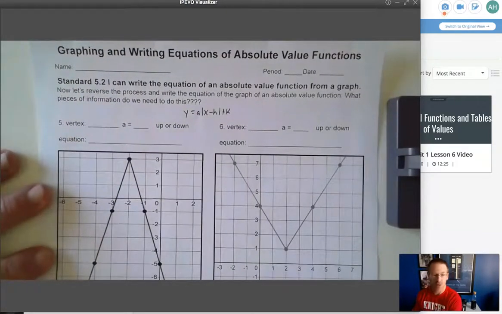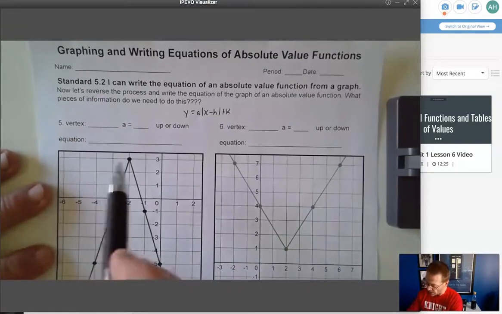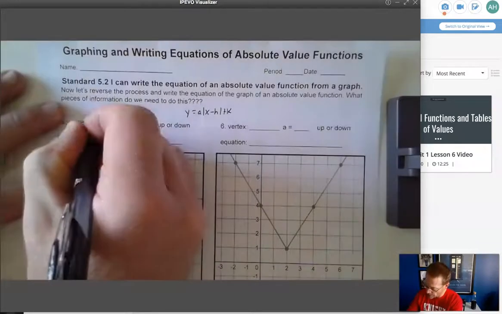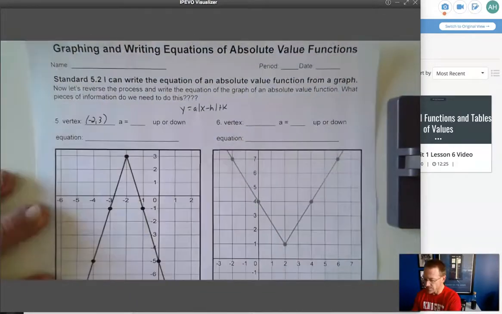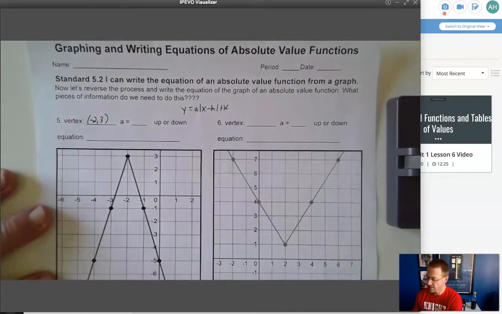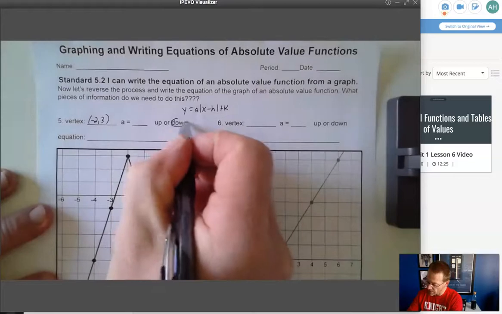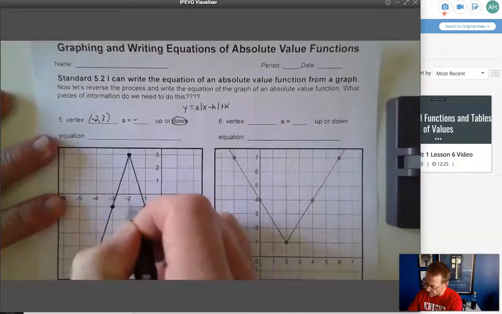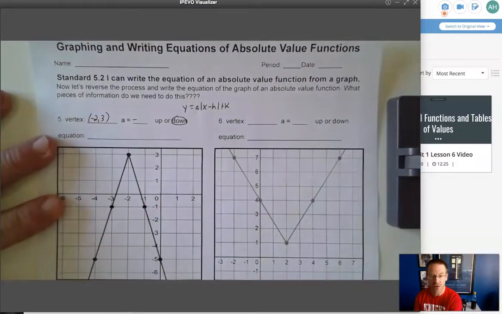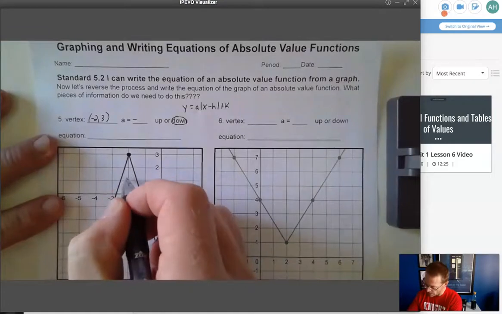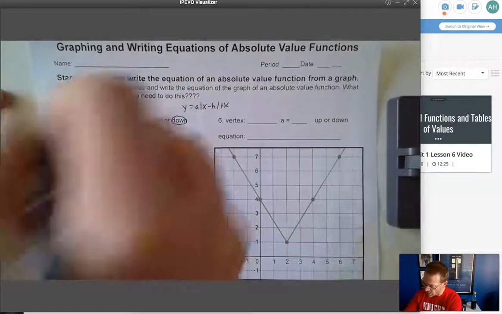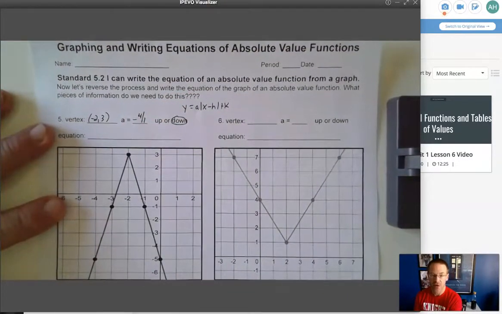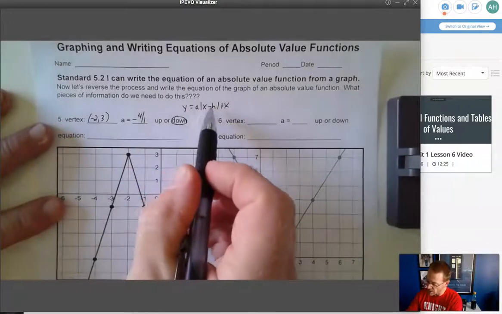Now, once again, the vertex is the point of the V. So when I look at number 5, I can see that the point of my V is at (-2, 3). Notice our V opens down, so we know our a value has to be negative. I'm going to find my slope just like we would if we were finding our rise over run for a line. So I'm going to go down 1, 2, 3, 4 to the right 1. So my a value is -4/1.